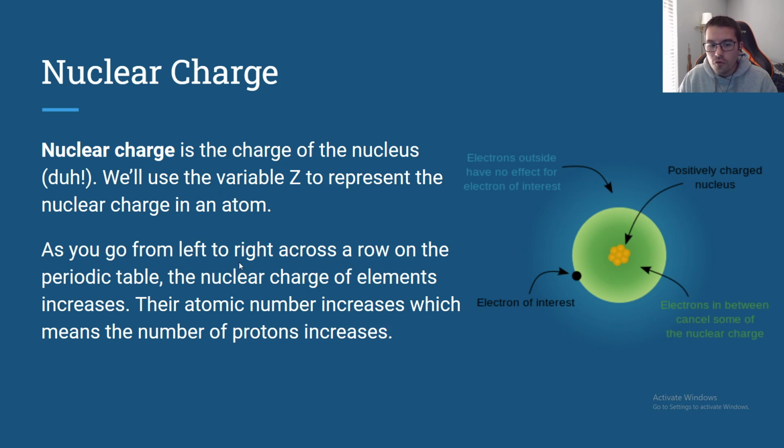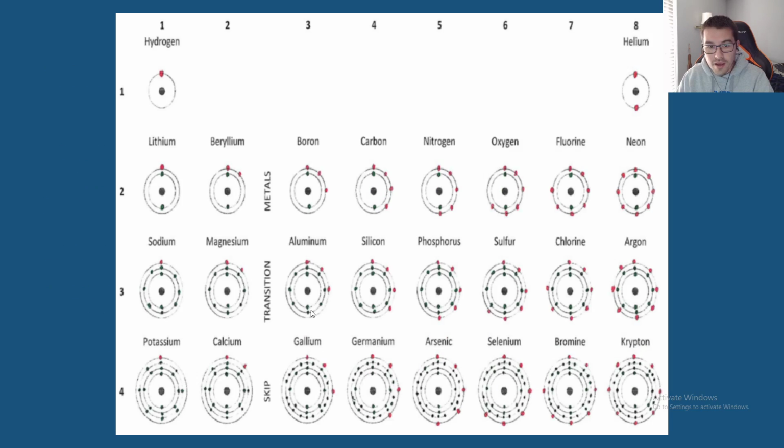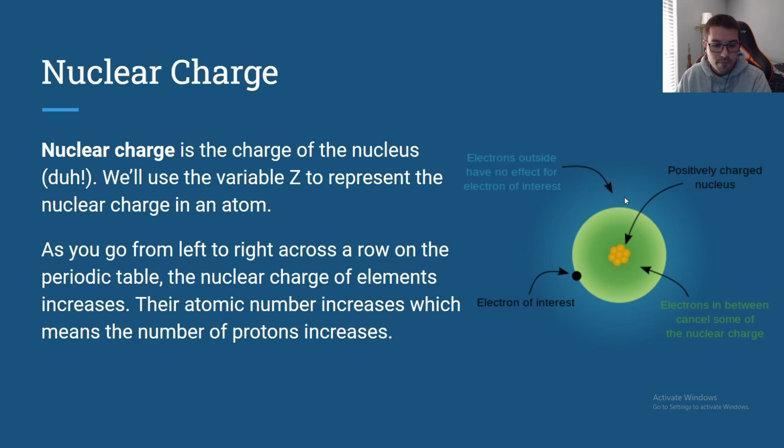As you go from left to right across a row on the periodic table, the nuclear charge of elements increases, right? The atomic number is increasing, right? So if I go back here, lithium has the atomic number 3, so its nuclear charge would be 3. There's 3 protons in this nucleus. Beryllium would be 4, boron is 5, carbon is 6, all the way down to number 10 with neon, okay? So nuclear charge increases as you go from left to right across a row on the periodic table, okay?